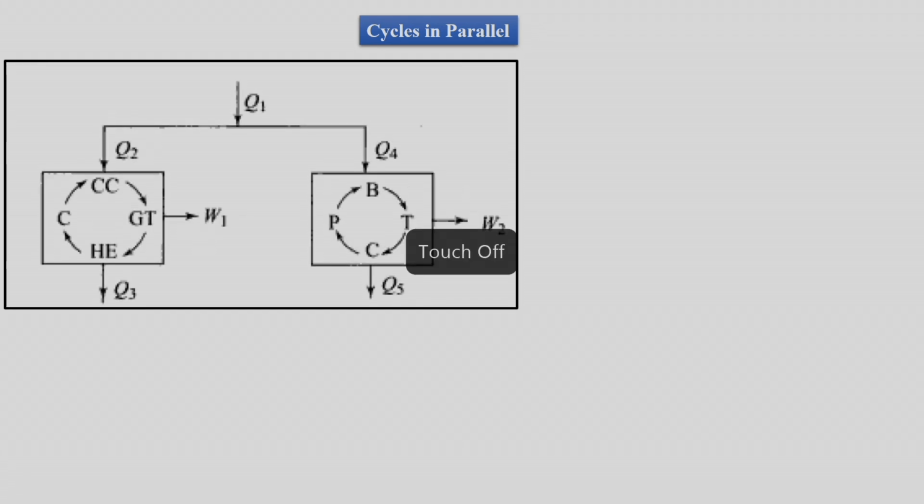Now, we had seen that we are coupling two cycles where one is a topping cycle and the other is a bottoming cycle. But an obvious question which would come to our mind is why don't we have two cycles in parallel, and this would be an example for that, where we have two cycles, cycle 1 and cycle 2, and these two cycles are in parallel, getting heat from a common source supplying heat Q1.